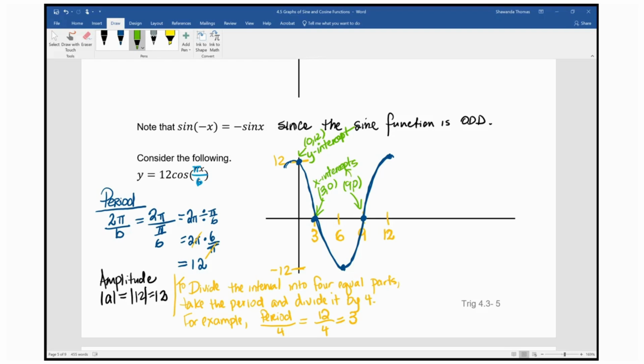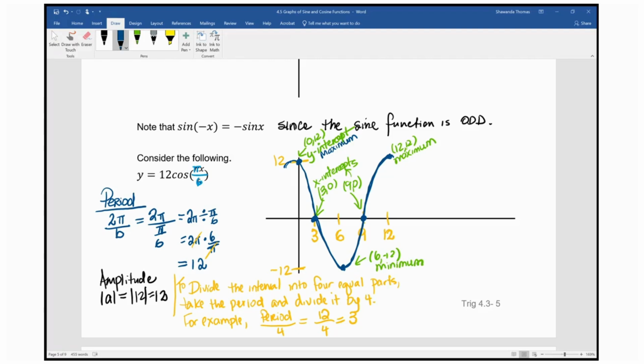And the maximum values? Maximum points? 0, 12. Okay. Maximum. And 12, 12. Maximum. Minimum point. 6, negative 12. Great.